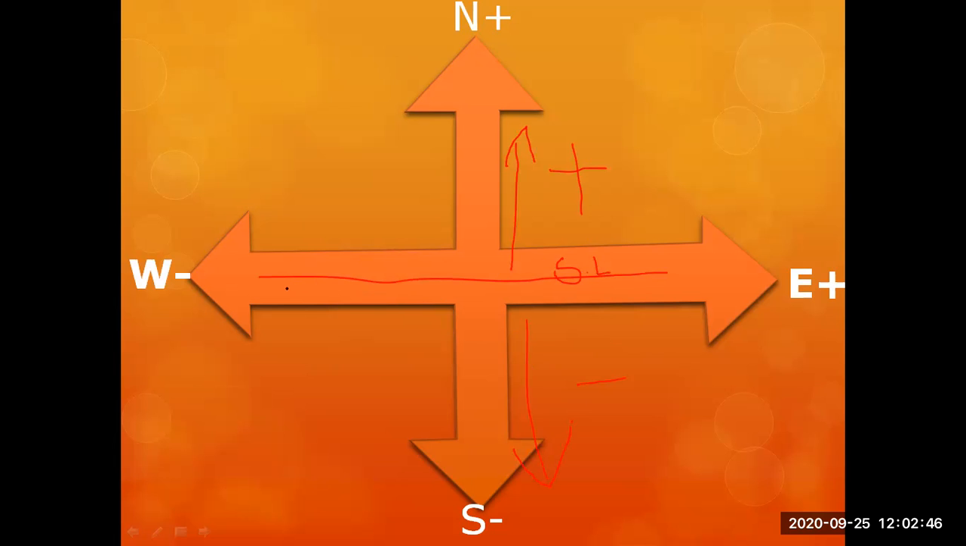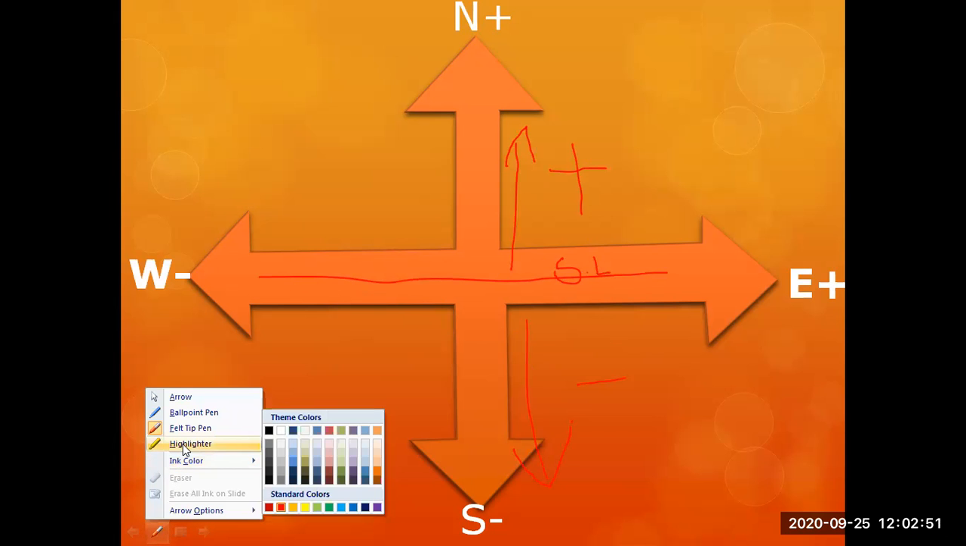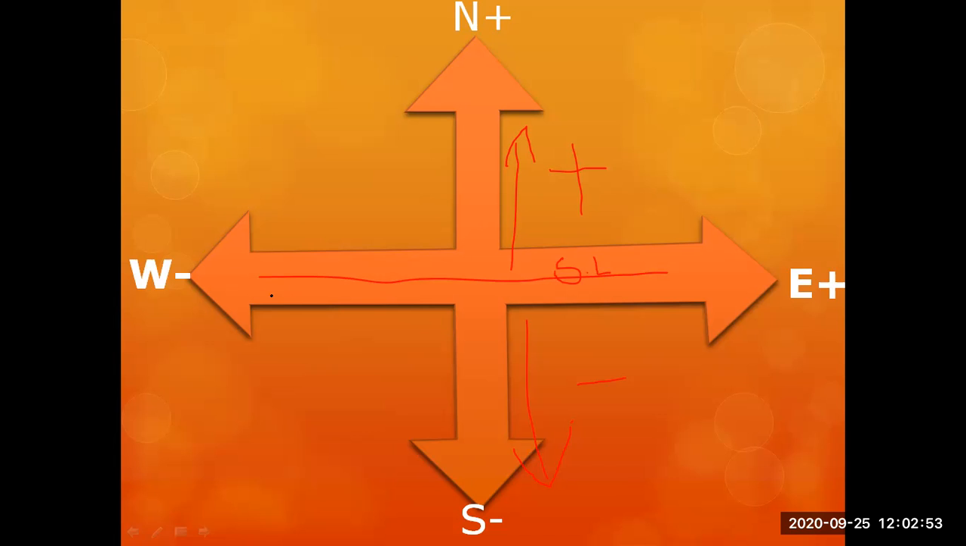Then if we take the number line, for example, we have 0 here. Positive numbers are to the east and negative numbers are to the west. That is why we have north as positive, south as negative, east as positive, and west as negative.